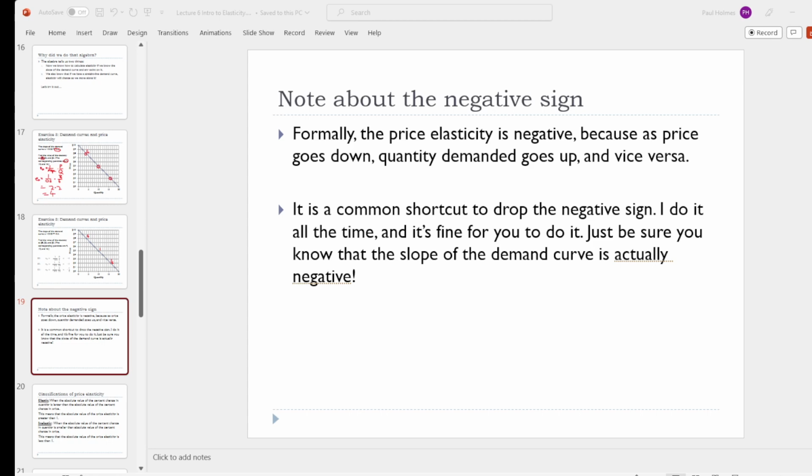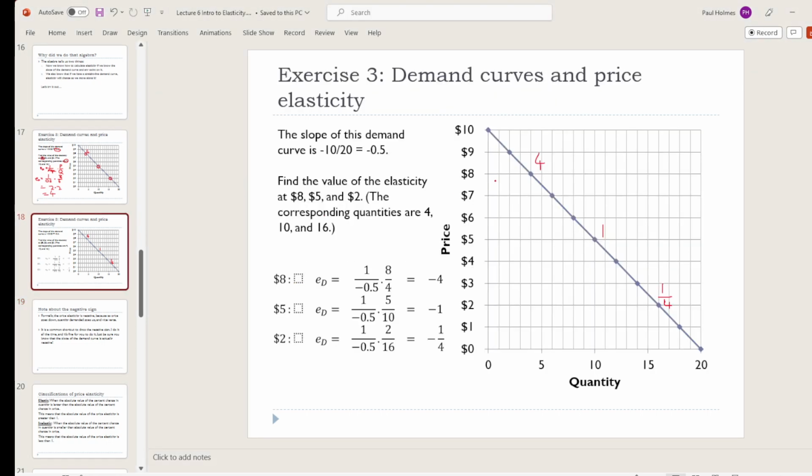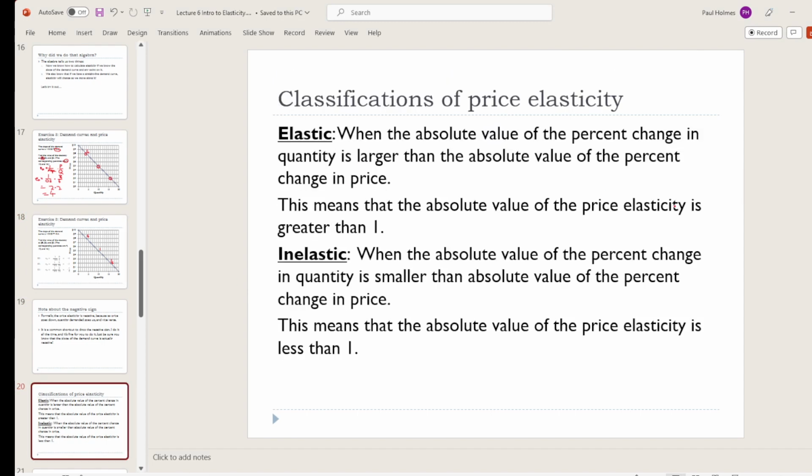Okay, so then let's say we've got price elasticities like this, 4, 1, and 1/4. What can we say about them? Well, we have these definitions for the elasticity of a product depending on what price elasticity of demand we calculate for it. So when the price elasticity is bigger than 1, we say that demand is elastic.